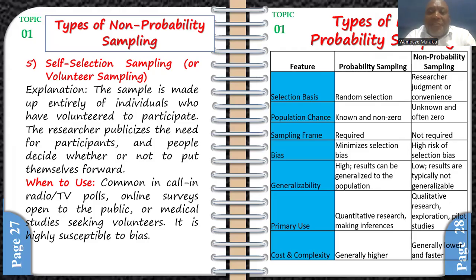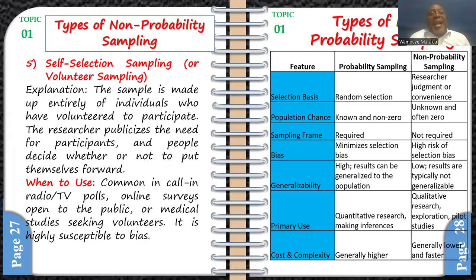Then the last feature that can bring out the difference between the two is the cost and complexity. Generally, probability sampling has a higher cost and a higher complexity, and non-probability sampling has a lower cost, and the complexity is not so much.